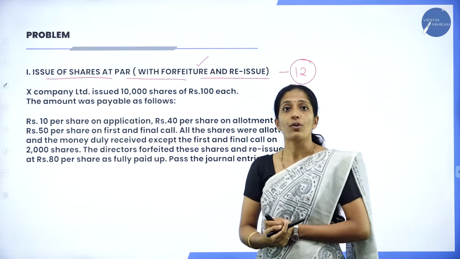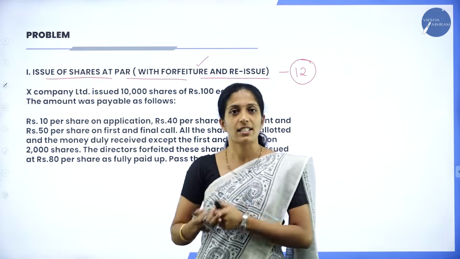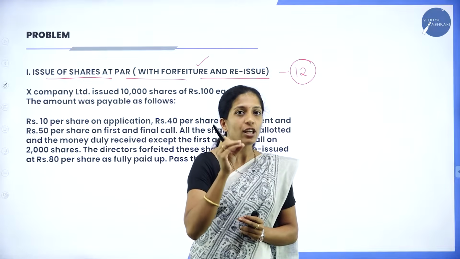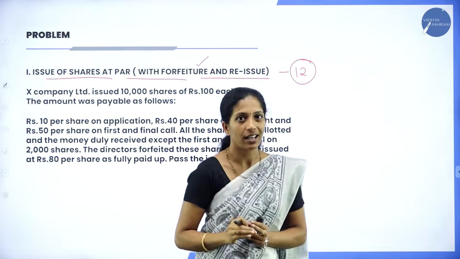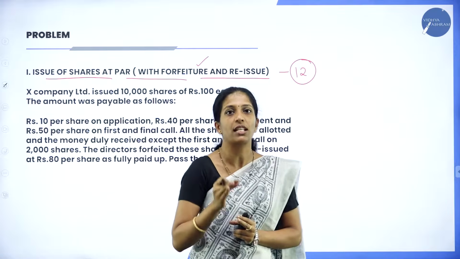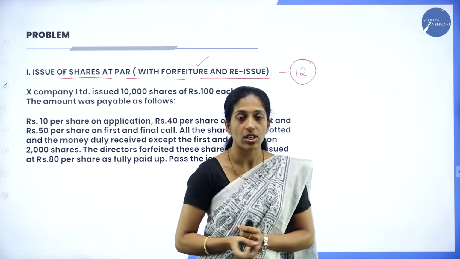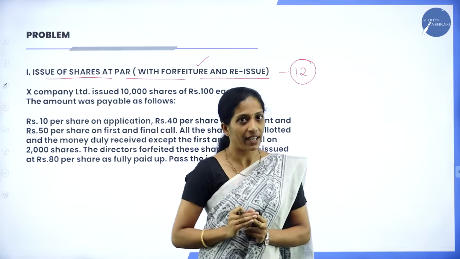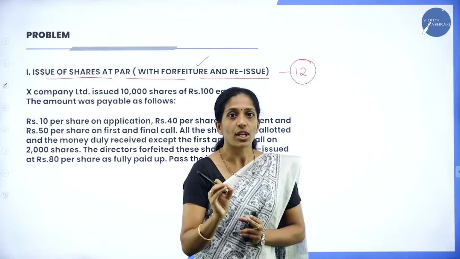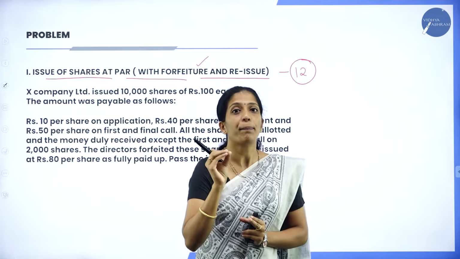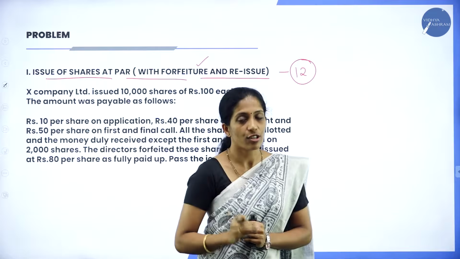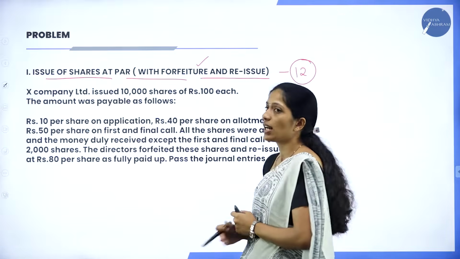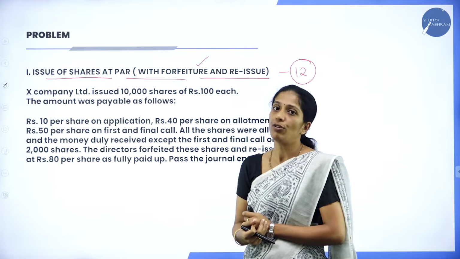forfeiture. Now what do you mean by forfeiture? Already we have discussed it in a previous session. There are a few shareholders who will not pay the amount at some stage. That is, there are a number of stages: application stage, allotment stage, as well as call stage. In any of the stages, there will be a few shareholders who have not paid the amount. Those shares, the unpaid shares, will be cancelled. That cancellation of unpaid shares is called forfeiture. So we have to record an entry for forfeiture.